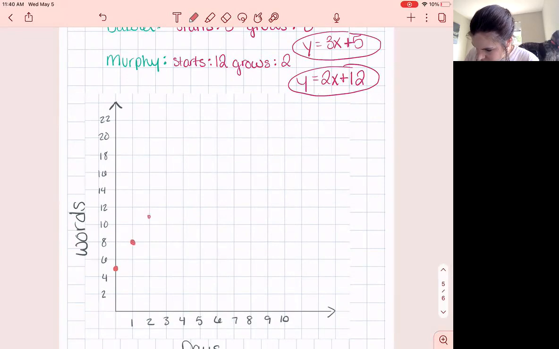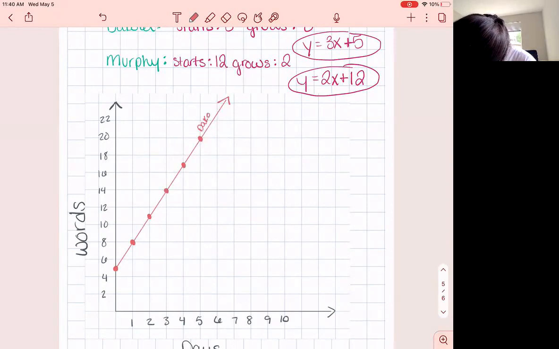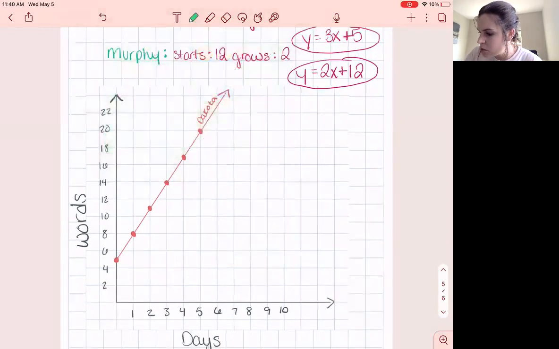8 plus 3 is 11. 11 plus 3 is 14. Keep going in that pattern. 14 plus 3 is 17. And then 20. Maybe I stop there and connect those dots with a good straight line. Label that one as Dakota. And then we'll graph Murphy's. So Murphy starts with 12, but he's only learning 2 a day. So he's going to go a little bit slower.